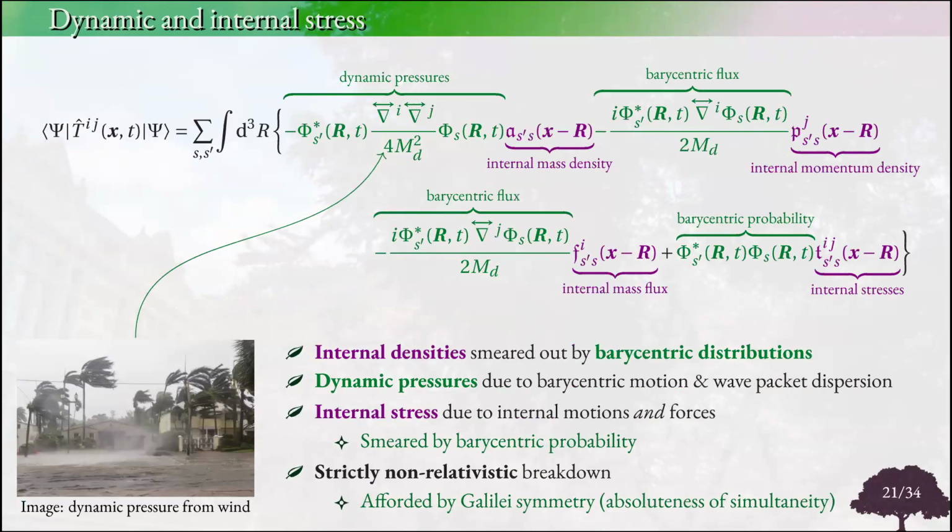One of the really nice things about non-relativistic quantum mechanics that also extends to the light front formulation of the relativistic theory, but I'm doing non-relativistic, so I don't have to worry about light front and all that, is the Galilei symmetry and the absoluteness of the simultaneity of time allows you to break down the expectation value in a fairly clean way like this.